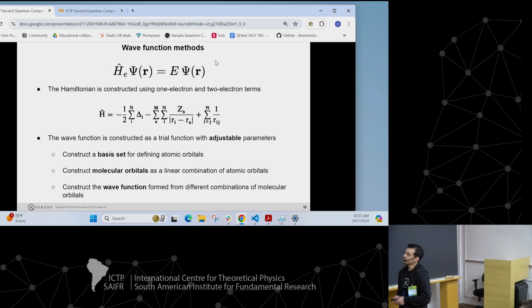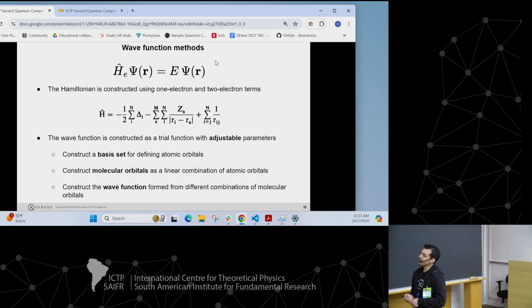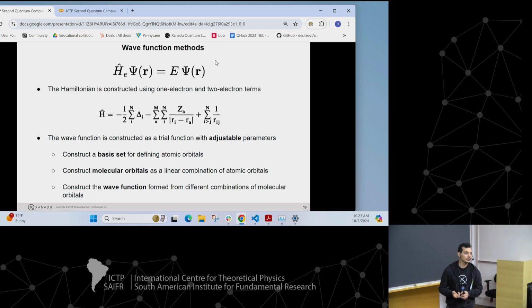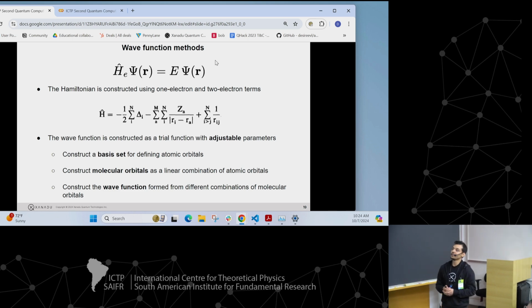Generally, these wave function methods rely on building a trial wave function with parameters that you can vary, very much like the variational method. The idea is you construct a basis set for defining the atomic orbitals. These are the superposition of Gaussians that I talked about earlier. Using these atomic orbitals, you construct molecular orbitals as a linear combination of them. This will approximate the wave function of your molecule in a way that you can then insert into the variational method, for example. So you can calculate the expectation value of the Hamiltonian in principle and get an estimate for something like the ground state energy.